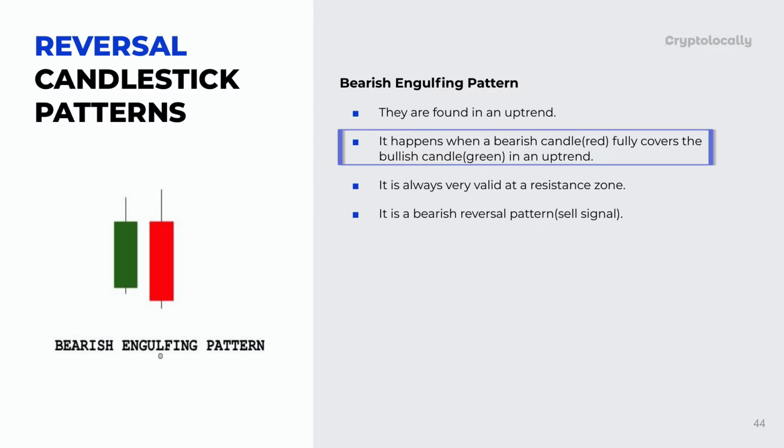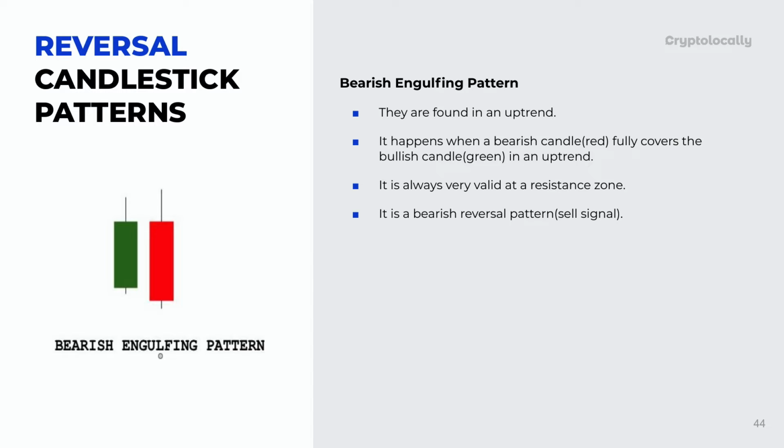So it happens when the bearish candle, which is the red candle, fully covers the bullish candle, that means the green candle, in an uptrend. So you want to be looking for a bearish engulfing pattern in an uptrend. When something is a bearish reversal pattern, you want to be looking at it in an uptrend. And when something is a bullish reversal pattern, you want to be looking for it in a downtrend. It is always very valid at resistance. Remember, resistance is the supply zone. The sellers are always more than the buyers at resistance. So price most likely is going to drop at that point or at that level.